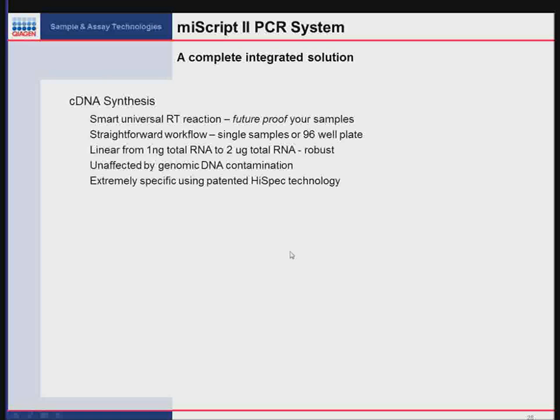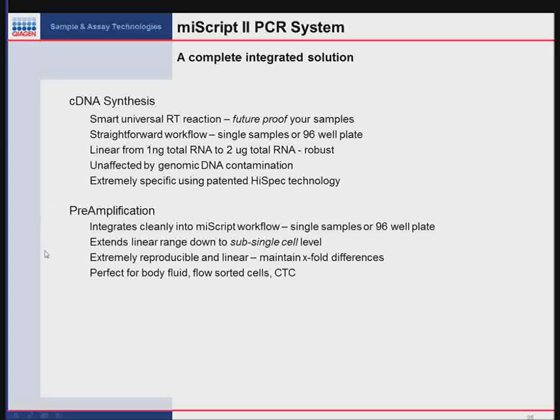So miScript II consists of cDNA synthesis, which is a very smart universal RT reaction. So all of the small RNAs are converted into cDNA in your sample. So if there's a new microRNA that's discovered, you can always go back to your sample and look at another microRNA in your cDNA prep. It's a very straightforward workflow from single samples or 96-well format. It's linear from a nanogram to 2 micrograms of input RNA. It's completely unaffected by genomic DNA contamination, and it's extremely specific because of the buffer technology in the kit. We do not reverse transcribe long RNAs into cDNA.